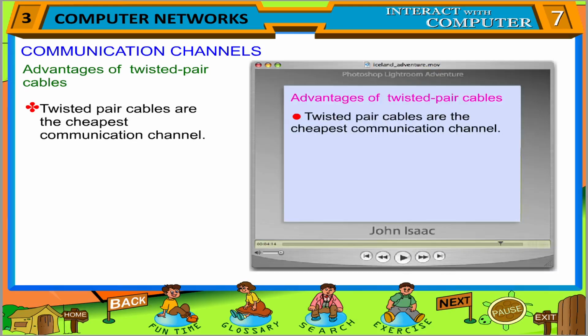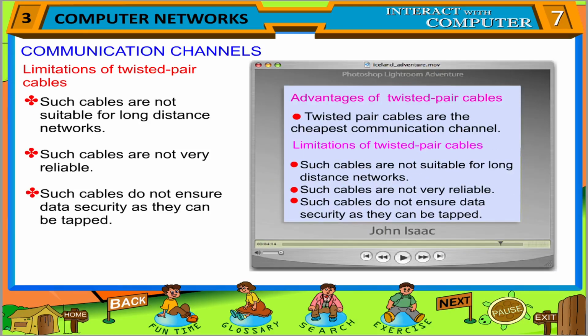Advantages of twisted pair cables. Twisted pair cables are the cheapest communication channel. Limitations of twisted pair cables. Such cables are not suitable for long-distance networks. Such cables are not very reliable. Such cables do not ensure data security as they can be tapped.